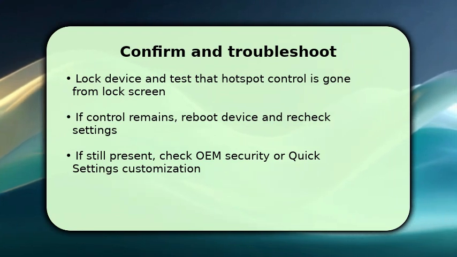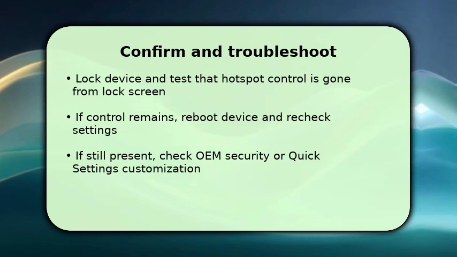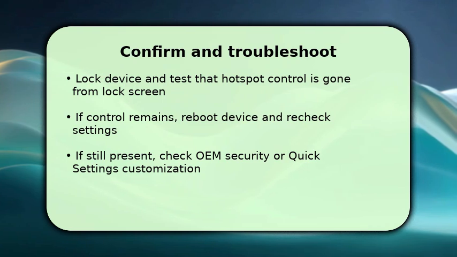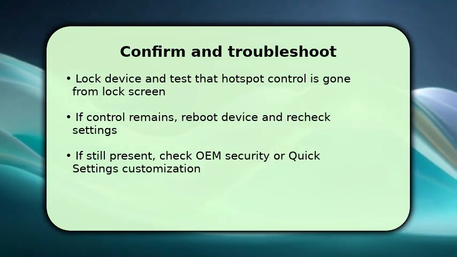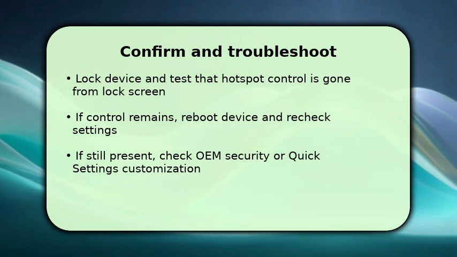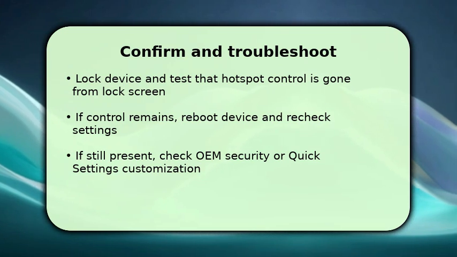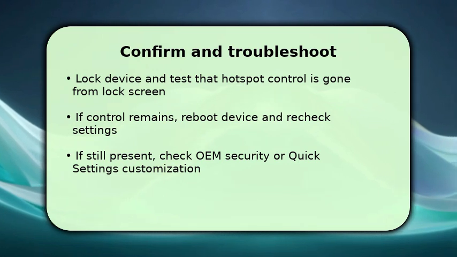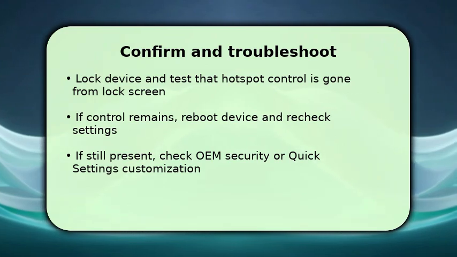This confirms success. If you still see it, reboot the device and check the setting again, because some phones require a restart to apply system UI changes. If the toggle persists, inspect OEM-specific security or quick settings customization menus, because some launchers or carrier firmware override stock behavior. If nothing works, temporarily disable quick settings editing or contact device support for a firmware-specific fix.